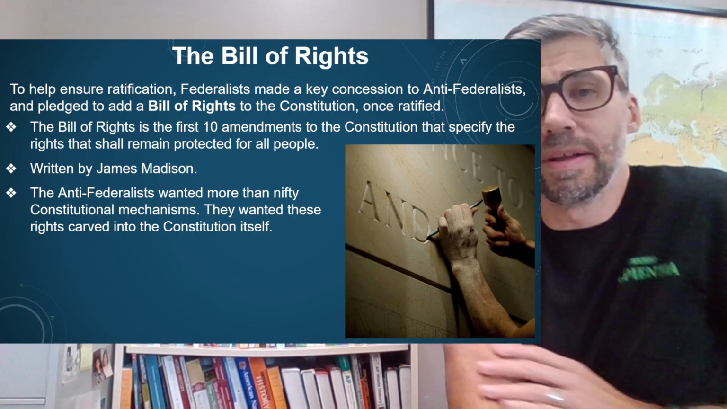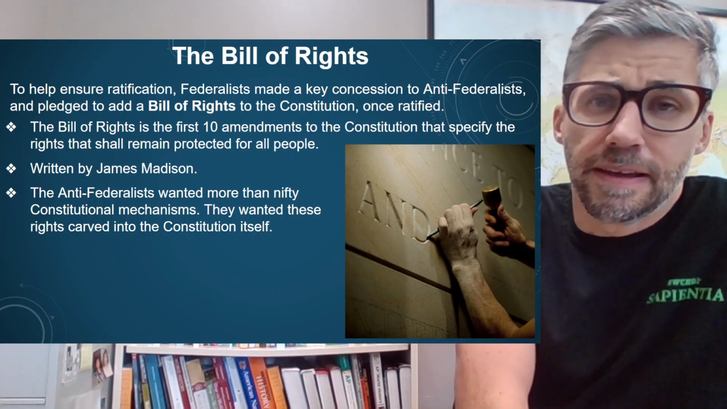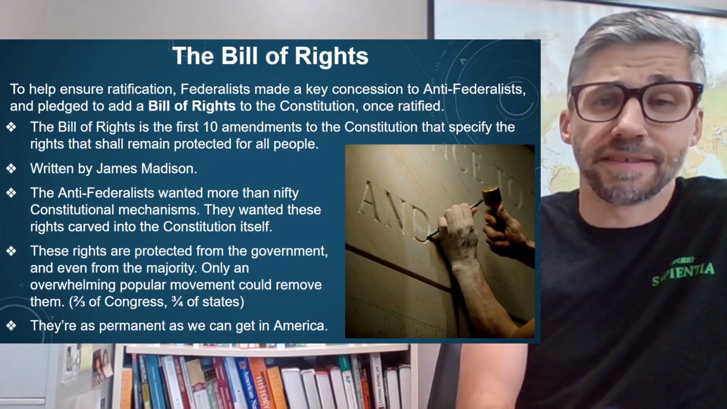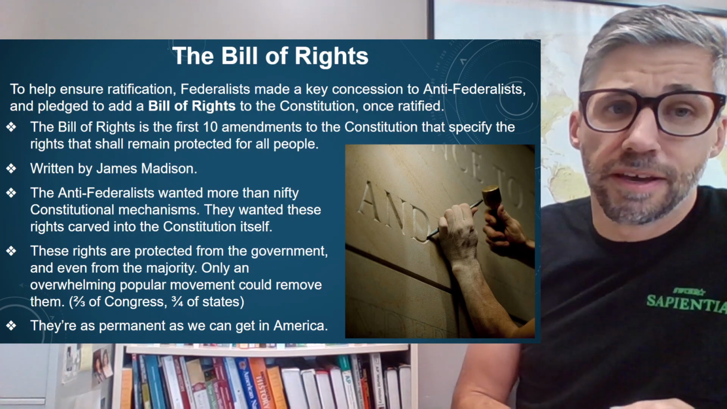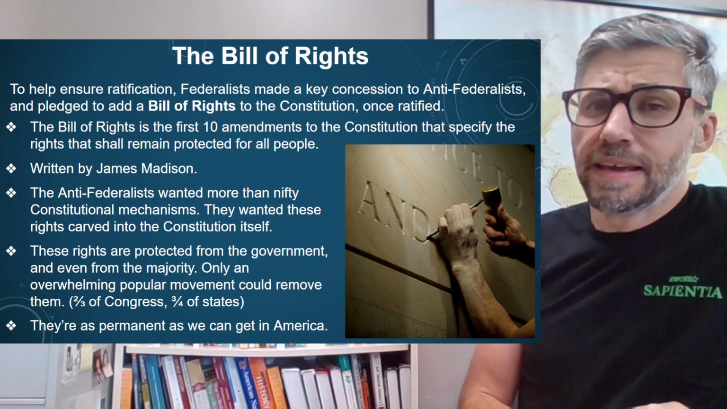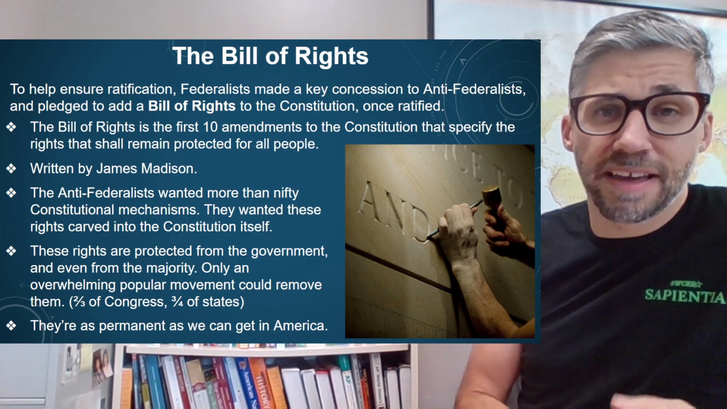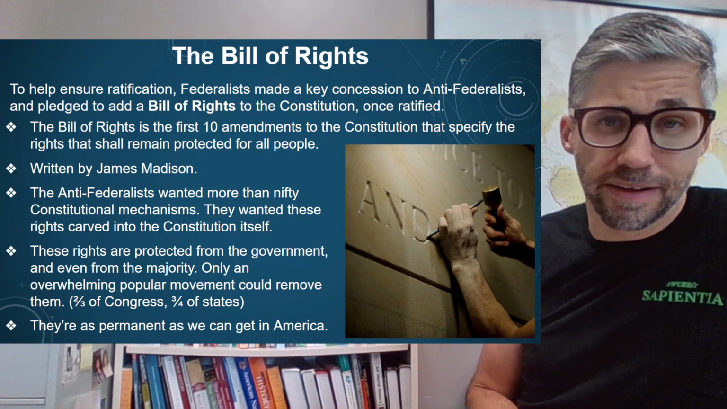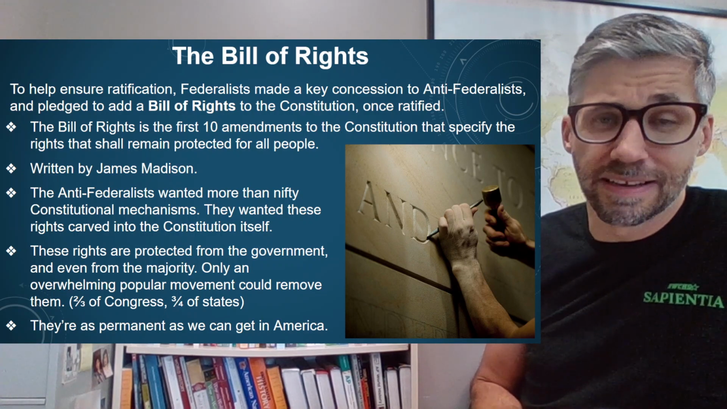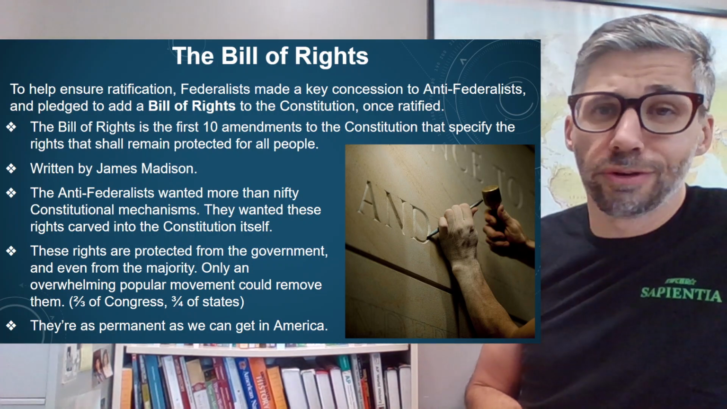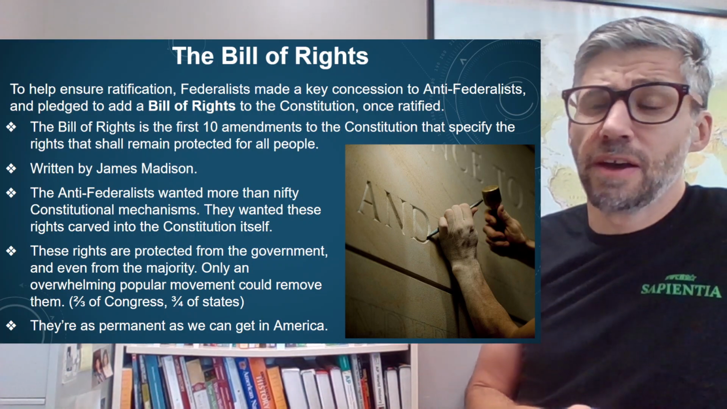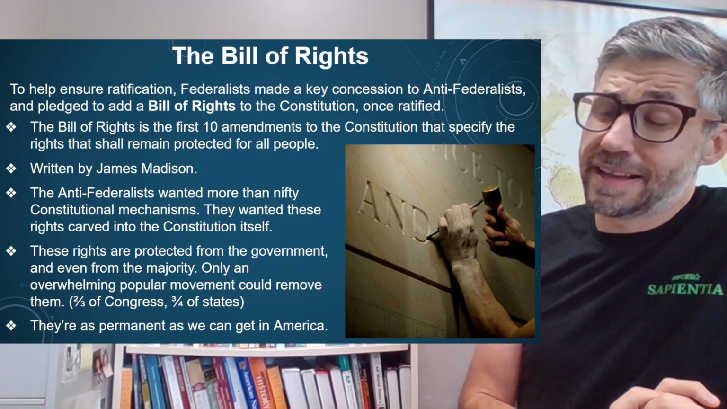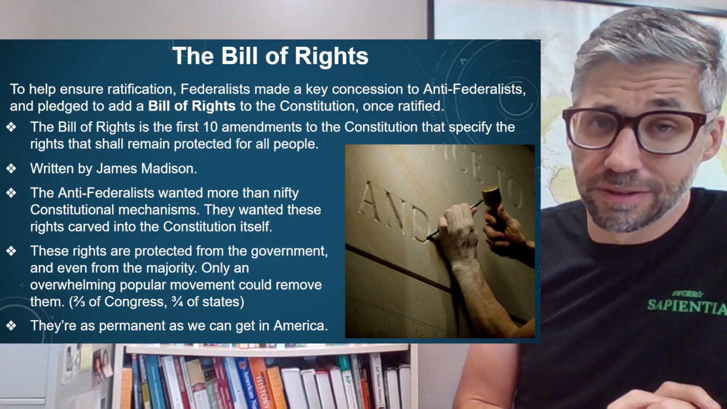And sure enough, once the Constitution is ratified, Madison begins work on what would become the Bill of Rights, these 10 first amendments to the Constitution. And these aren't just going to be regular laws that can be passed by Congress. These are amendments to the Constitution. They're carved into the Constitution itself. It's as permanent as we can make it. Once these are in the Constitution, the only way to amend them or remove them would be to get 2/3 of Congress to agree and 3/4 of the states. And that's not impossible, but it's very, very difficult.